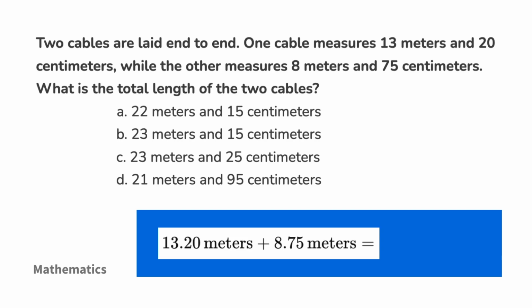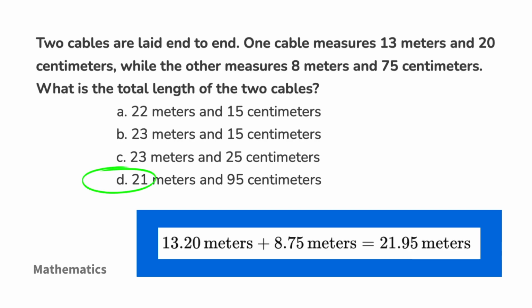Now, to finish up, we need to add the two lengths of the two cables. Here we have 13.2 meters plus 8.75 meters, which is going to give us 21.95 meters, giving us the answer option of letter D.